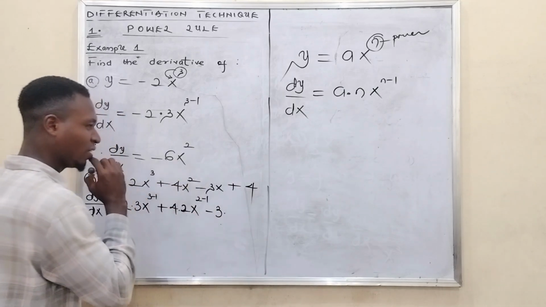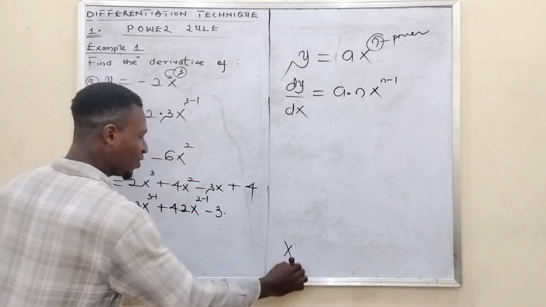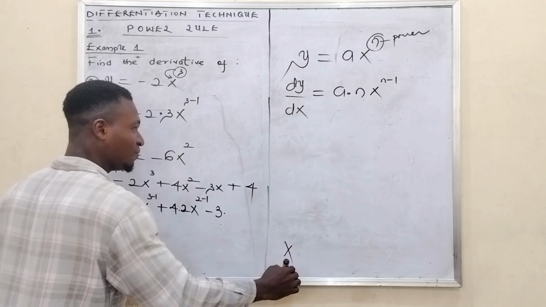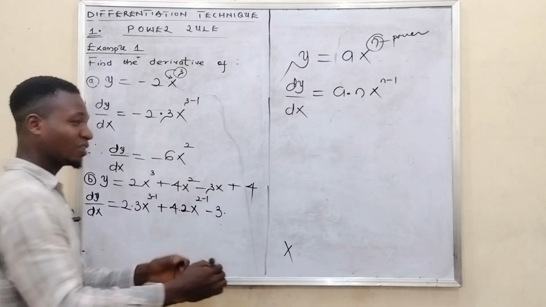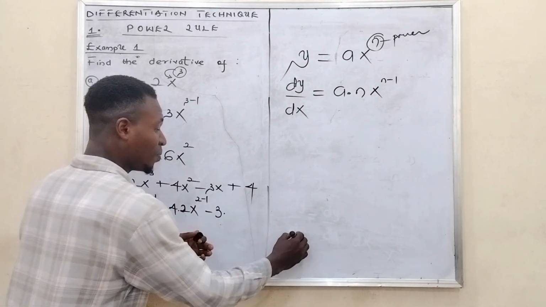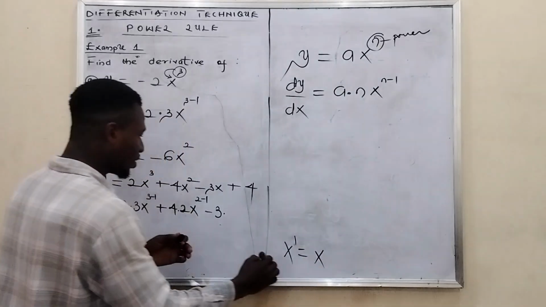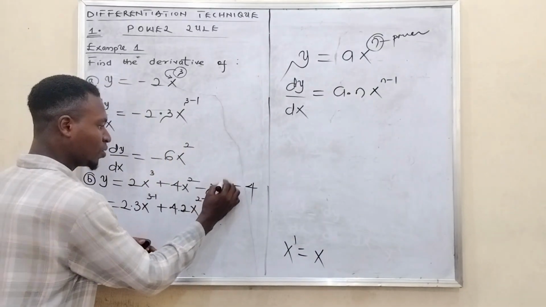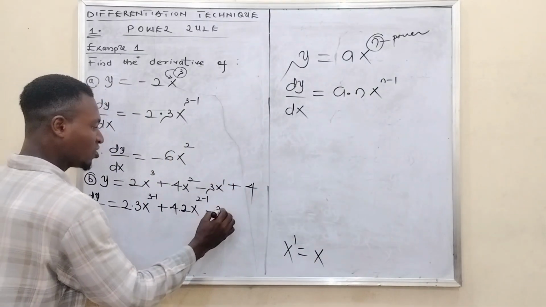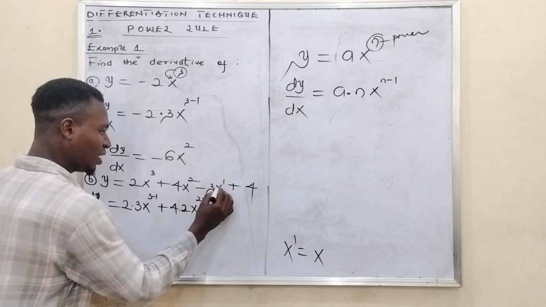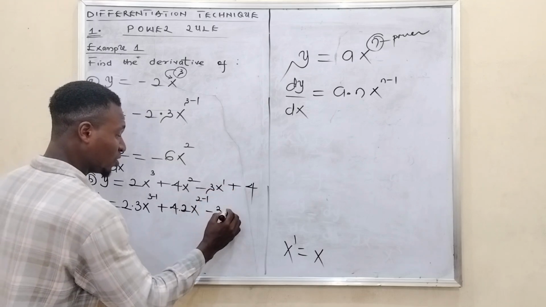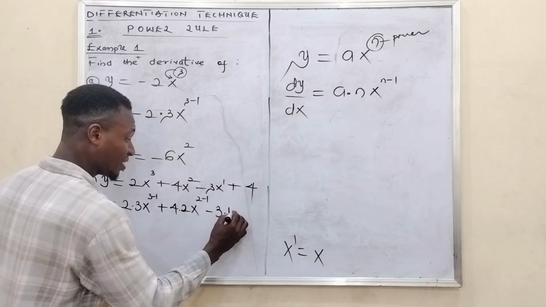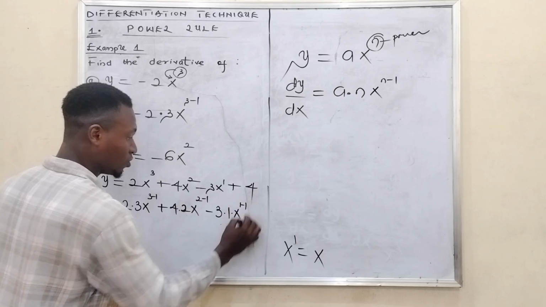What is the power of x? Remember that anything raised to the power of 1 is going to give us that anything. So x raised to the power of 1 remains x. So it means that the power of this x here is 1. So here, the derivative of 3x to the power of 1 is going to give us 3 times 1 times x raised to the power of 1 minus 1.